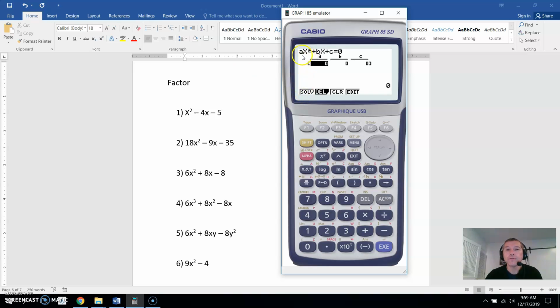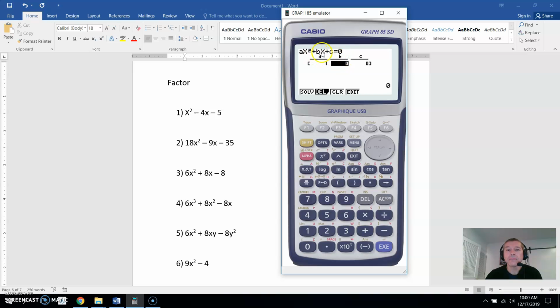And now you can see the format. You type in your A, B, and C, and the A is the number before the x squared. Well, this problem has x squared here. So how many x squareds are there? 1. So I just type in 1, hit execute. If this would have been negative x squared, then that coefficient right there would have been negative 1.